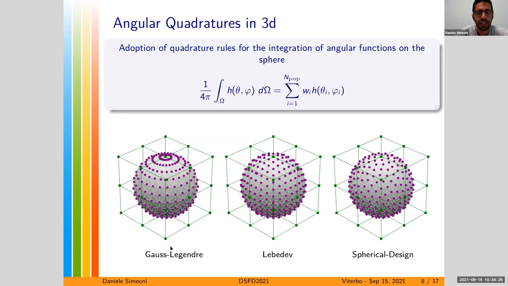Typically you see that the Gauss-Legendre quadrature rule gives you velocities which are not distributing the nodes homogeneously on the sphere, and this is not something we want. So you may want to use Lebedev or spherical design quadrature rules.